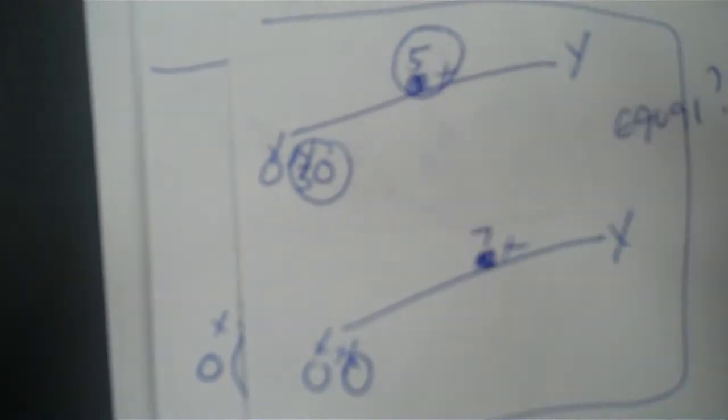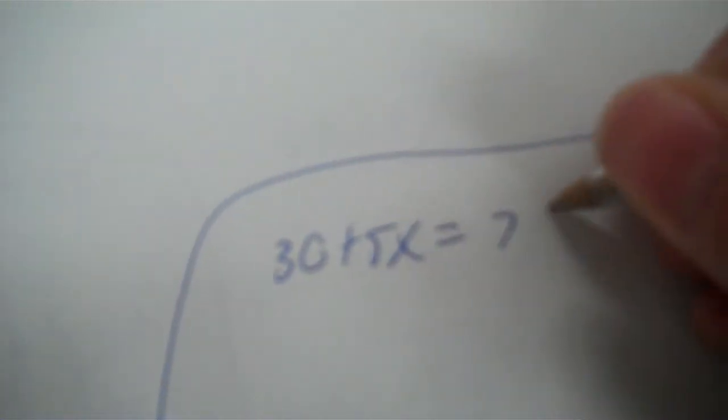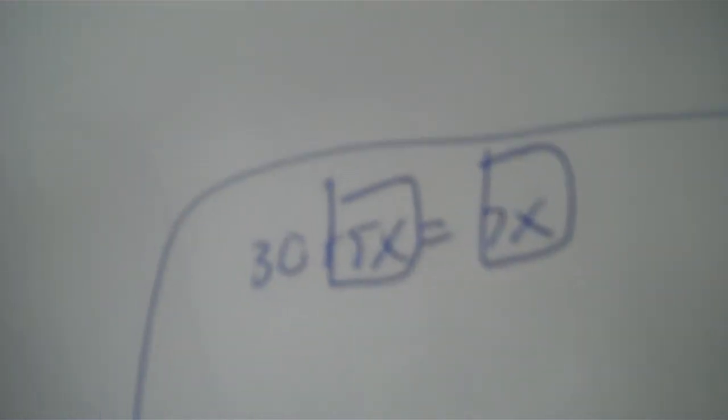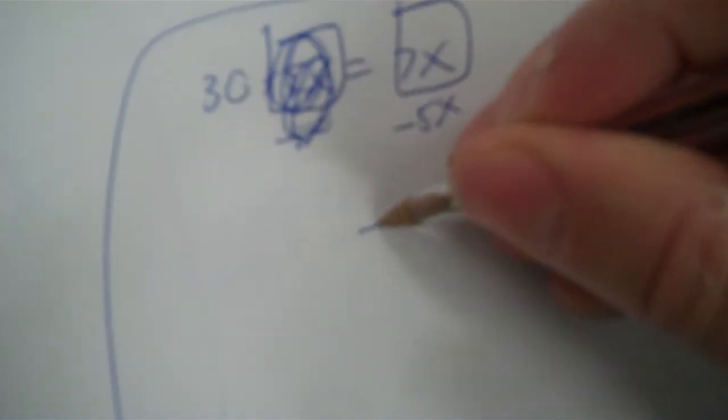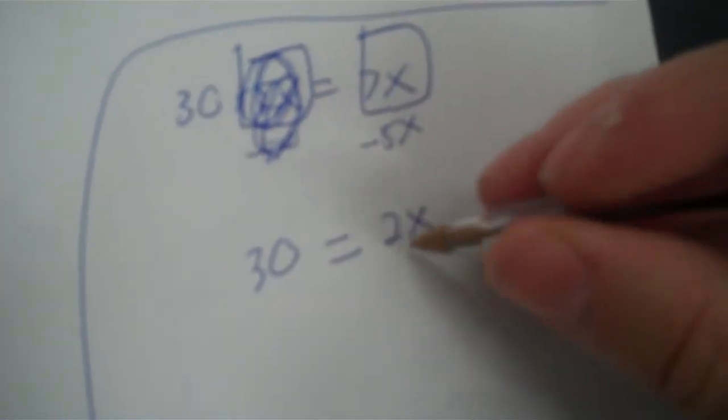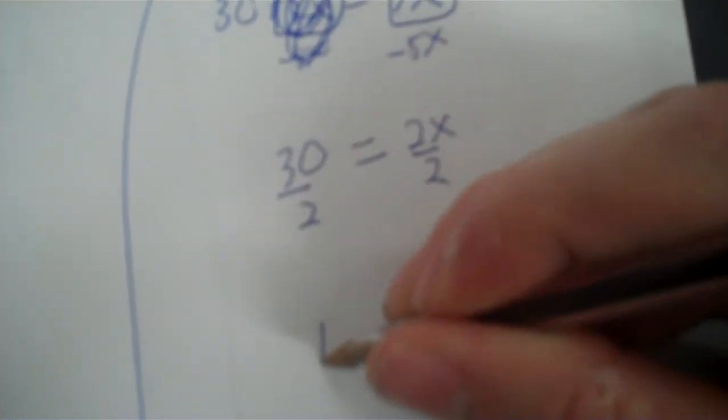Okay, so what I want to know is when they're equal, and I want to know when 30 plus 5x is going to equal 7 times x. So 30 plus 5x equals 7x, so we box those up. They're on opposite sides, so I need to pick one and balance it. So I minus 5x, minus 5x. So that's 2x, and then 30. So 2 times x equals 30, we'll divide by 2, and 15 equals x.